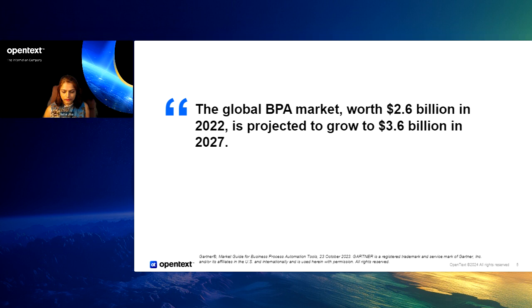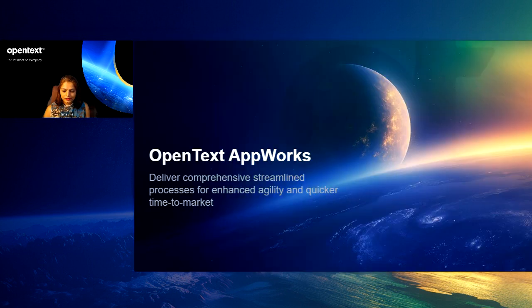So next, we'll have a look at the formal definition of B. Introducing AppWorks, OpenText's offering for enterprise-grade process automation requirements.